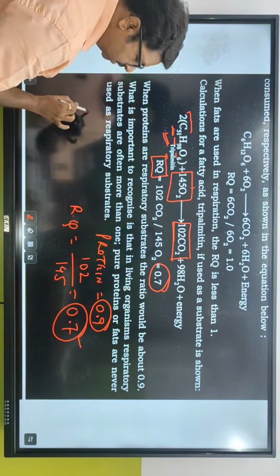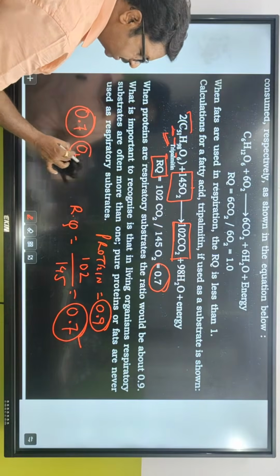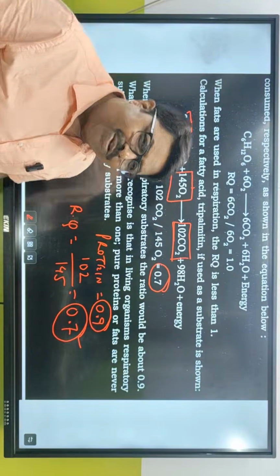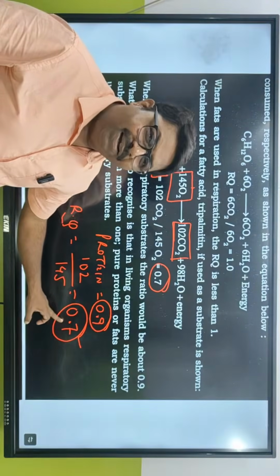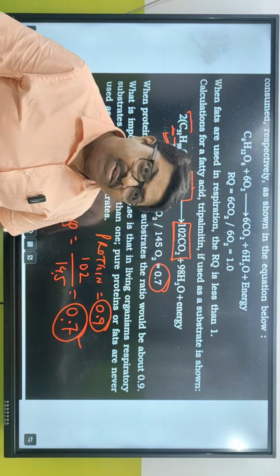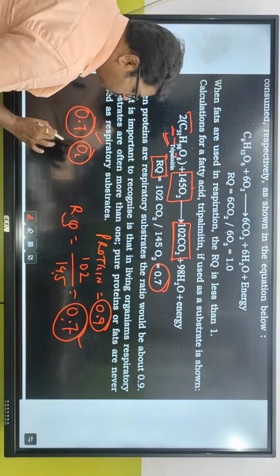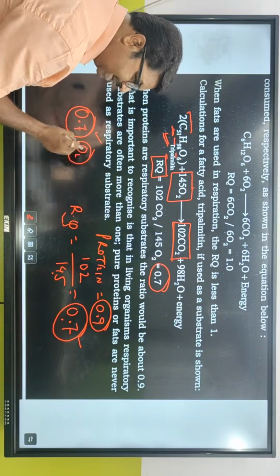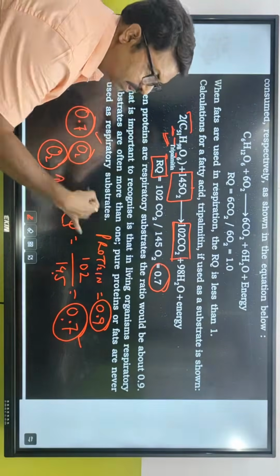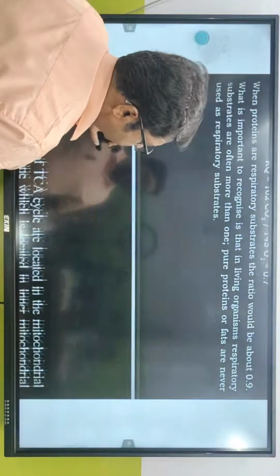Now, the lesser the RQ, the more oxygen is required. So when you break down fat, the RQ is lesser, which means more oxygen is required. Got the point? If the RQ value of some substrate is less, that means it is going to require more oxygen. Any issues with this? That's all about RQ. Let us solve some other questions.